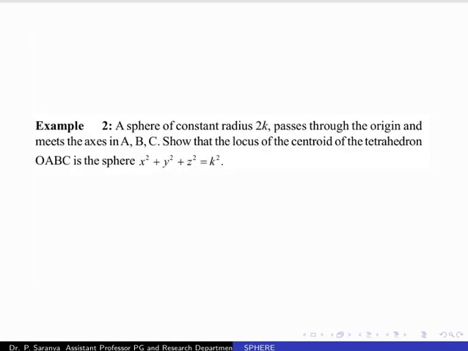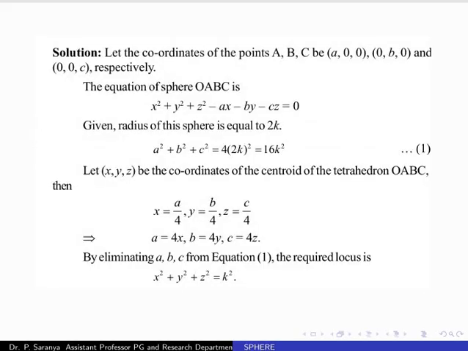Next we see one example problem. A sphere of constant radius 2k passes through the origin and meets the axes in A, B, C. Show that the locus of the centroid of the tetrahedron OABC is the sphere x square plus y square plus z square equal to k square. Solution. Let the coordinates of the points A, B, C be (a, 0, 0), (0, b, 0) and (0, 0, c) respectively.